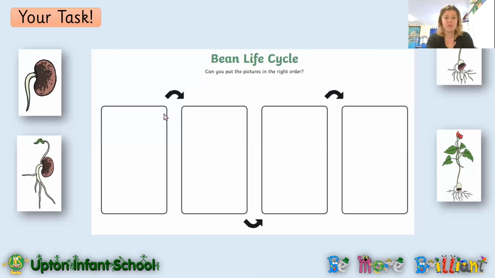Okay, so on the screen here, if you draw something like this in your book, so just the title, bean life cycle, or you might want to put a life cycle of a plant, and then draw 4 pictures to show the order that it needs to go in.